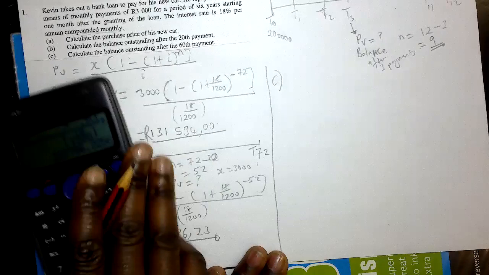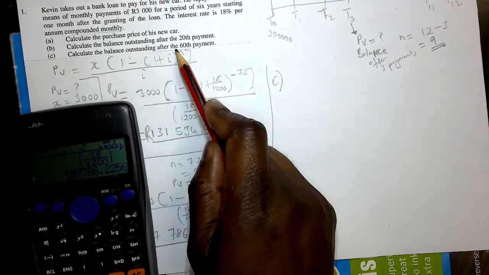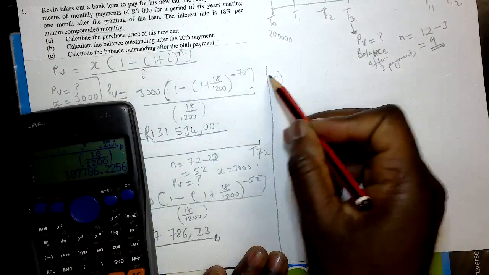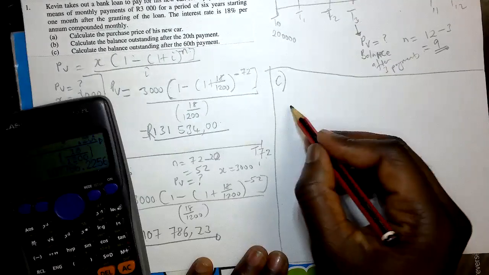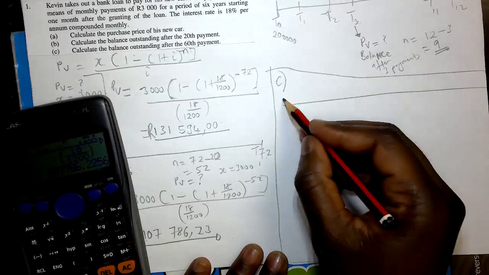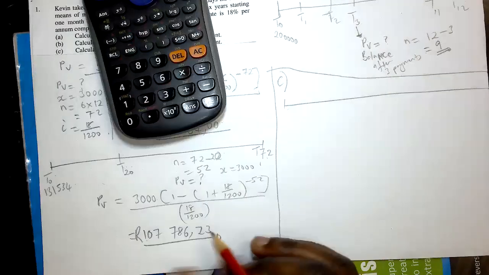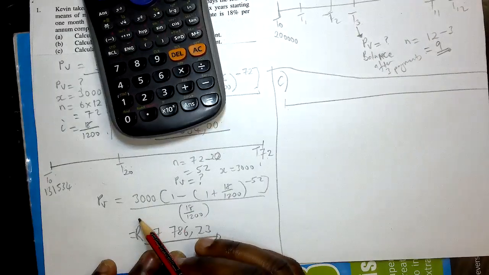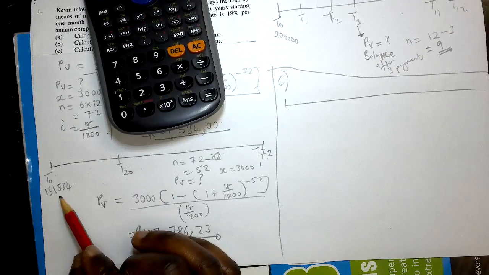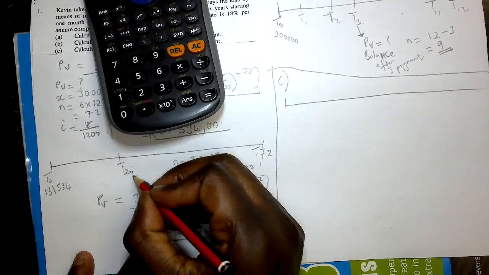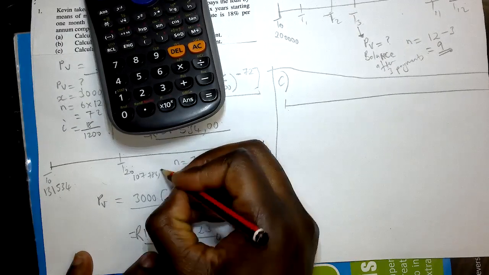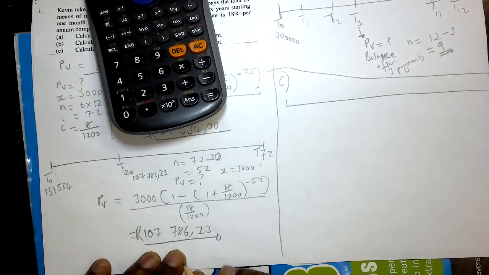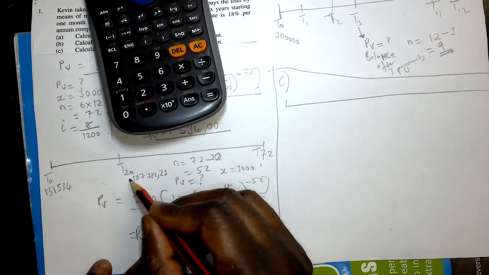Now let me see question C. Question C is: calculate the balance outstanding after the 60th payment. Let me just separate here. For the 60th payment, we are saying at T0 again. You can see that what is owing now is less than what was owing before. It was 131,000 here. At T20 now it is 107,786.23. That's what is owing now. That's our new amount now.